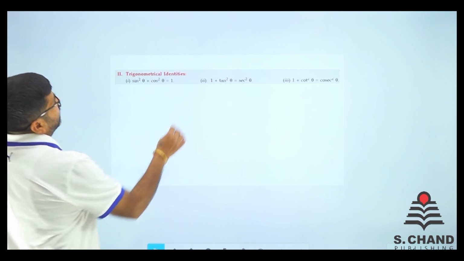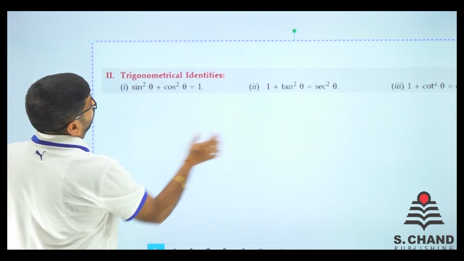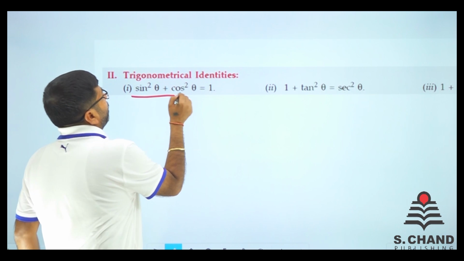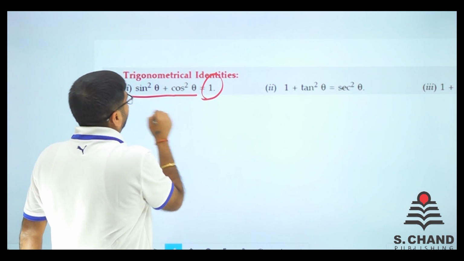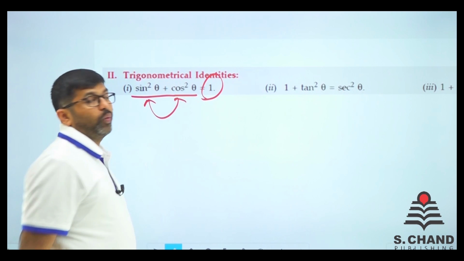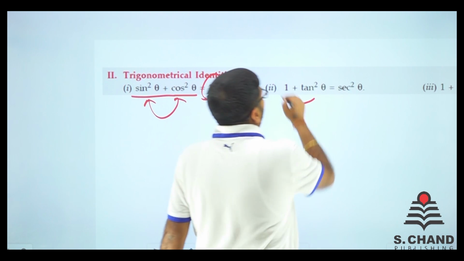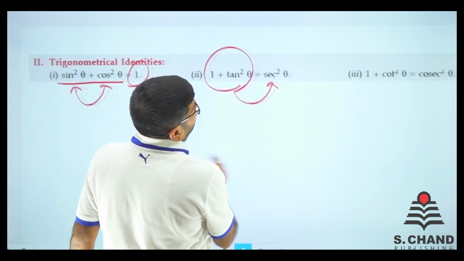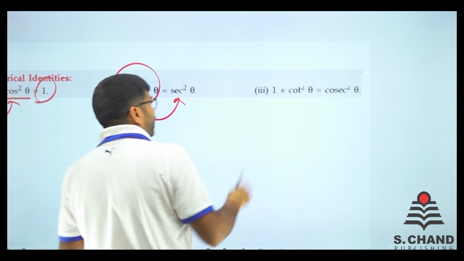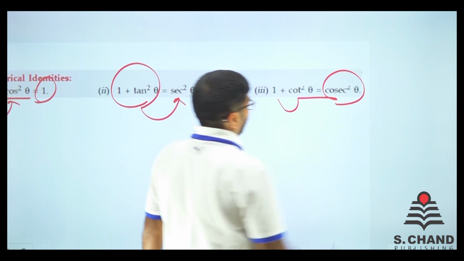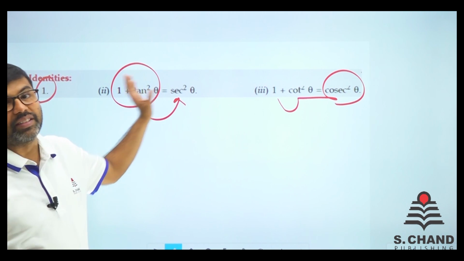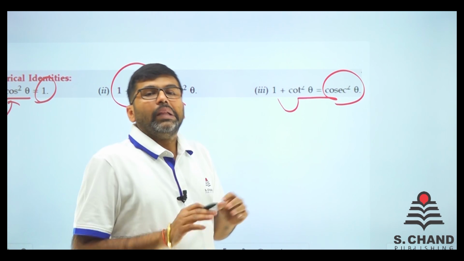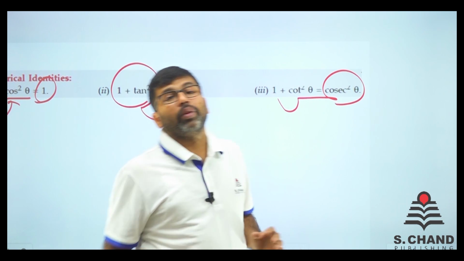These are the basic trigonometrical identities you need to learn. Just revising. Sine square plus cos square is equal to 1. So when you add sine square to cos square, you get 1. 1 plus tan square is equal to sec square. And in a similar fashion, 1 plus cot square is equal to cosec square. So 1 plus tan square is sec square, 1 plus cot square is cosec square. These are the only things you need to remember.